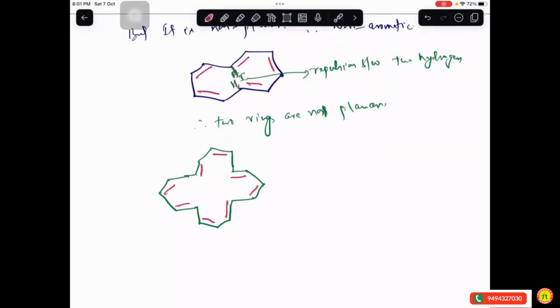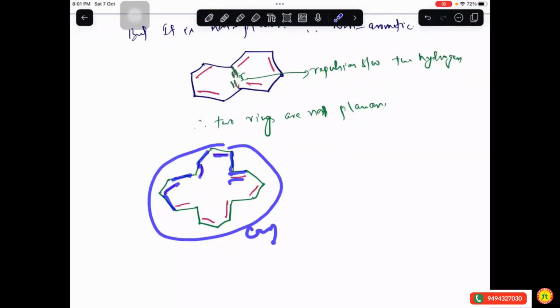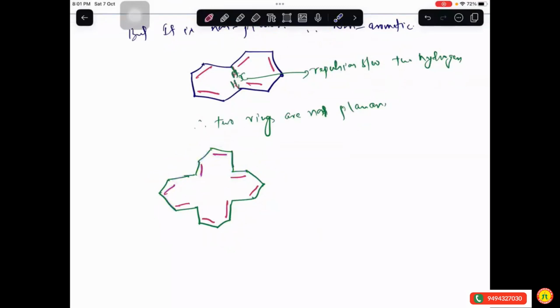Okay, understand? See here, all are alternative bonds, double bonds only. One single bond, one double bond. Single bond, double bond. Single bond, double bond. Alternating double bonds are nothing but what is in conjugation, right? So once it is in conjugation, now you have to check whether it is anti-aromatic or aromatic.